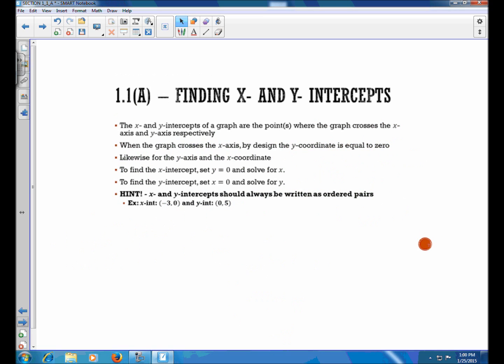Continuing on, if we're given the graph of the line or given an equation, we need to be able to find the x and y intercepts. The x and y intercepts are the points where the graph or the line crosses the x and y axis. When the graph crosses the x-axis by design, the y-coordinate is equal to 0. Likewise, when you cross the y-axis, the x-coordinate is equal to 0. So to find these two intercepts, you would just set the respective opposite coordinate equal to 0. To find the x-intercept, set y equal to 0 and solve for x. And to find the y-intercept, set x equal to 0 and solve for y. Remember that x and y-intercepts should always be written as ordered pairs. And you can see the example there in the bottom of the page.